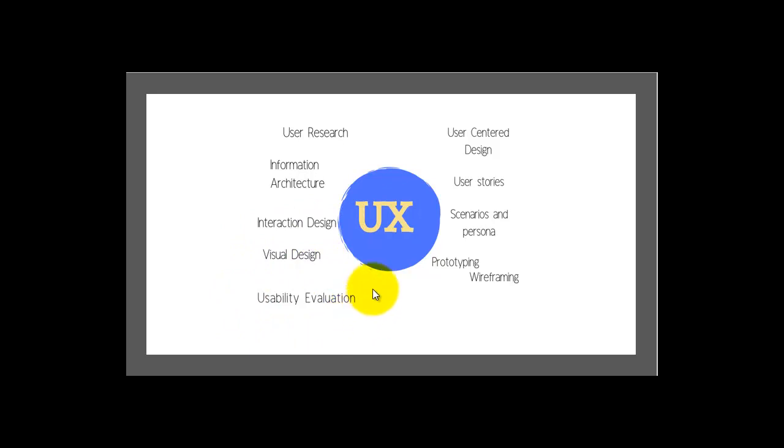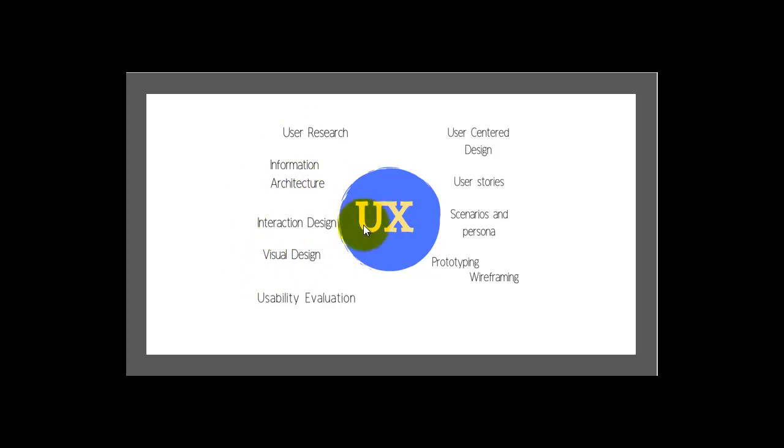Again, I would like you to focus on the left side of the circle for now. User research is when you communicate with your user, when you study your user in order to know what they want and what would make them feel better with your product. Information architecture is how you arrange all the information and all the content of your product in a layout that is better for the user, so they feel better about it. They're satisfied with it.